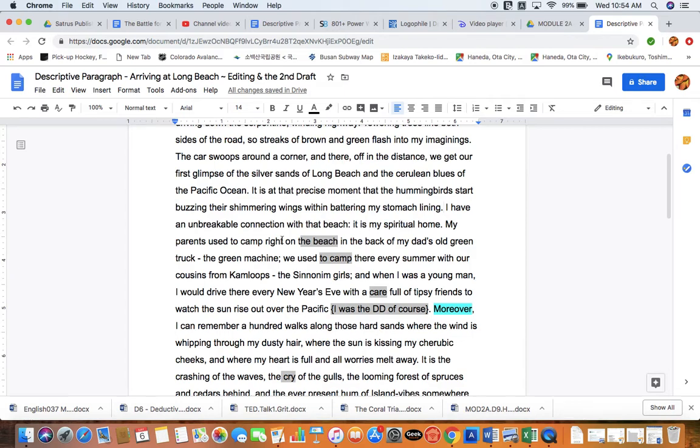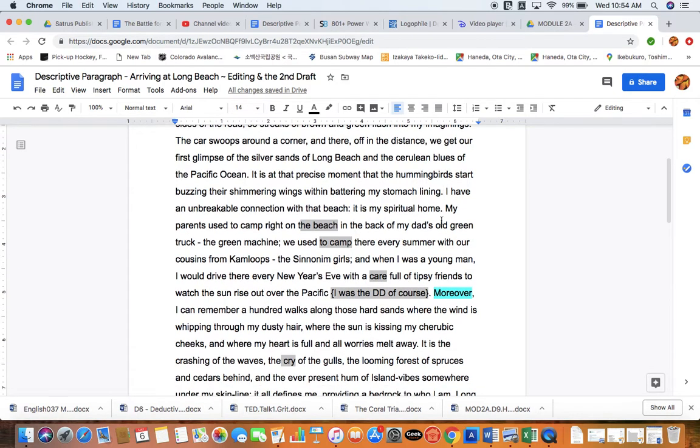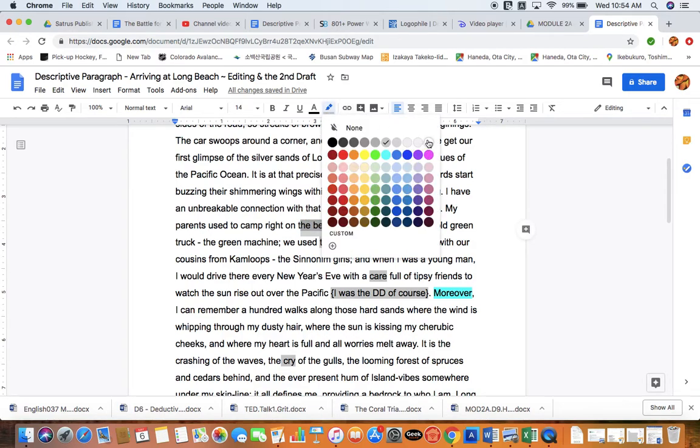Okay, good. I have an unbreakable connection with that beach, it is my spiritual home. Good. My parents used to camp right on the beach in the back of my dad's old green truck, the Green Machine. We used to camp there every summer with our cousins from Kamloops, the Synonym Girls. Okay, so let's see here. What am I indicating here? So maybe we can improve the phrasing here. We're using the word beach a lot, right?